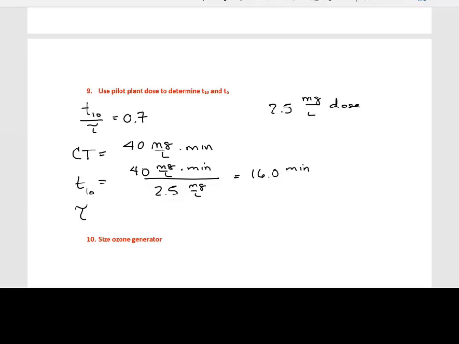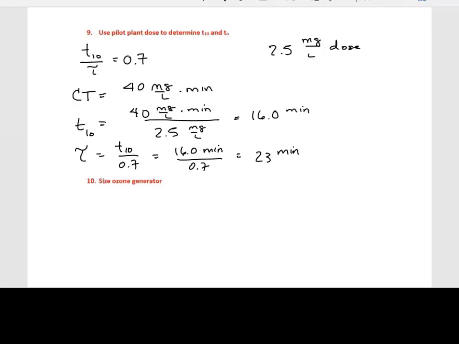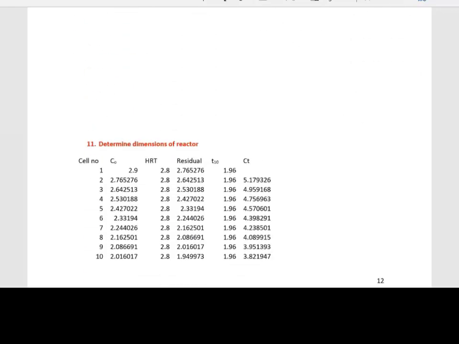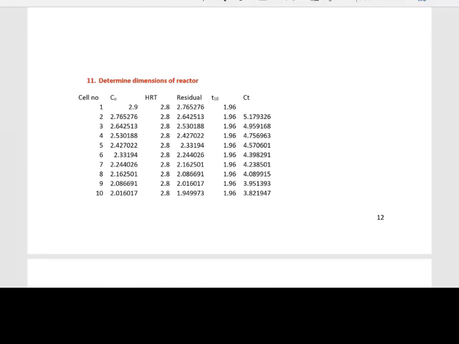The detention time is then T10 divided by 0.7, that's 16 divided by 0.7, and that equals 23. We then use the equation for second order decay. And this is just the integration of a second order reaction to determine the concentration. And I've got a table down here. So what we need is this has to be 40 milligrams per liter.